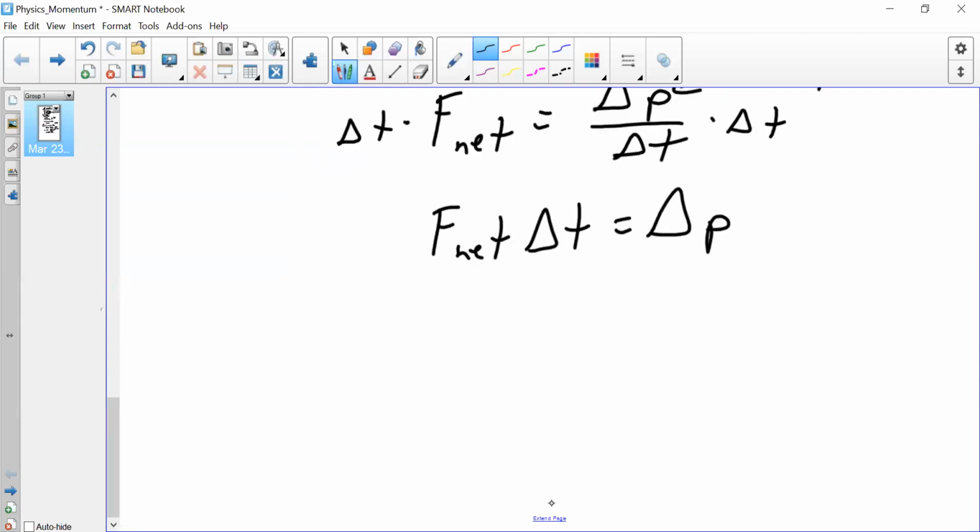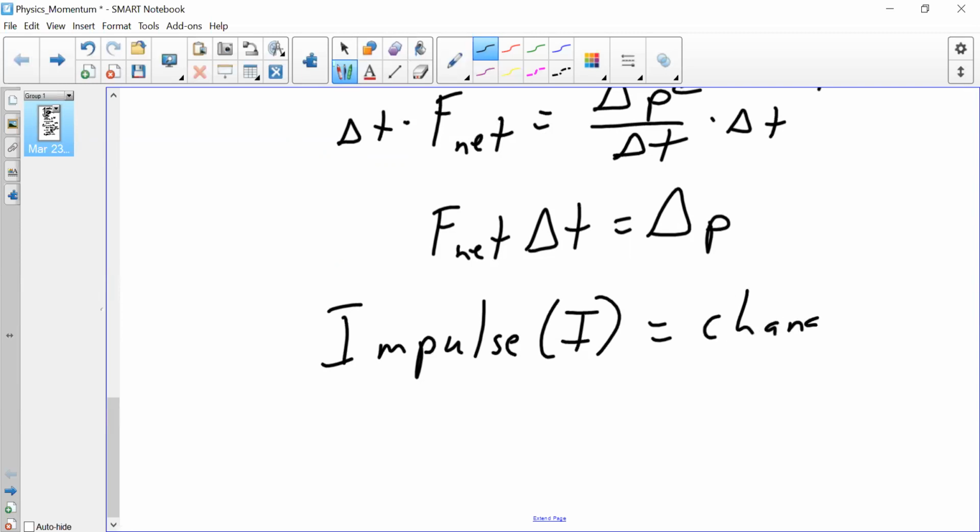So the expression on the left-hand side has been regarded as what is called the impulse, and the abbreviation for that would be I. So impulse is going to be equal to delta P, which is change of momentum. So I'm just going to write that out verbally.